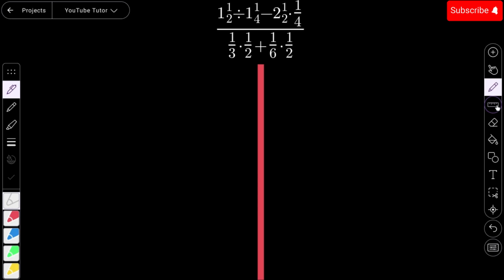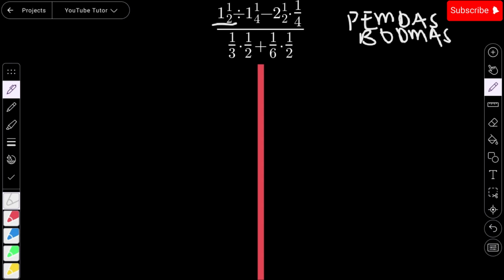Okay, so to solve this we are going to apply the rules of what we call PEMDAS, or some also know it as BODMAS. Okay, so let's get started. So we can take our first expression, which is 1 whole number 1 over 2.